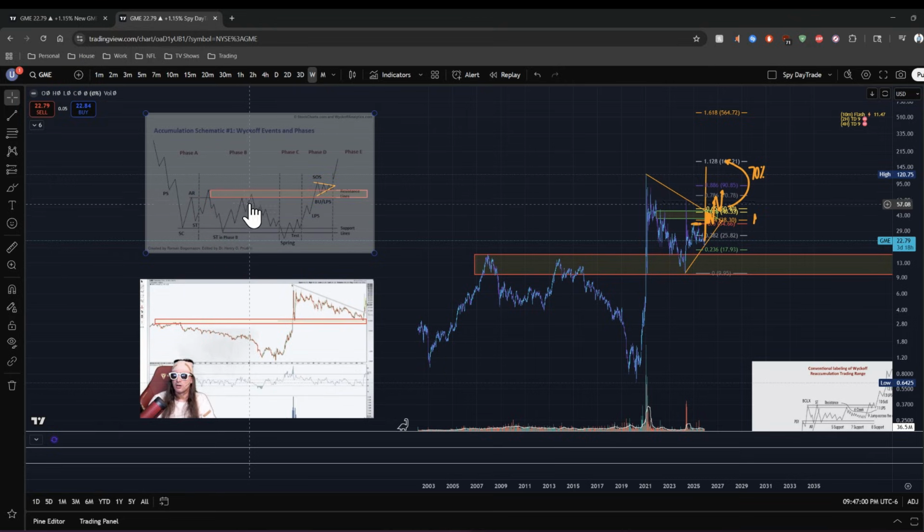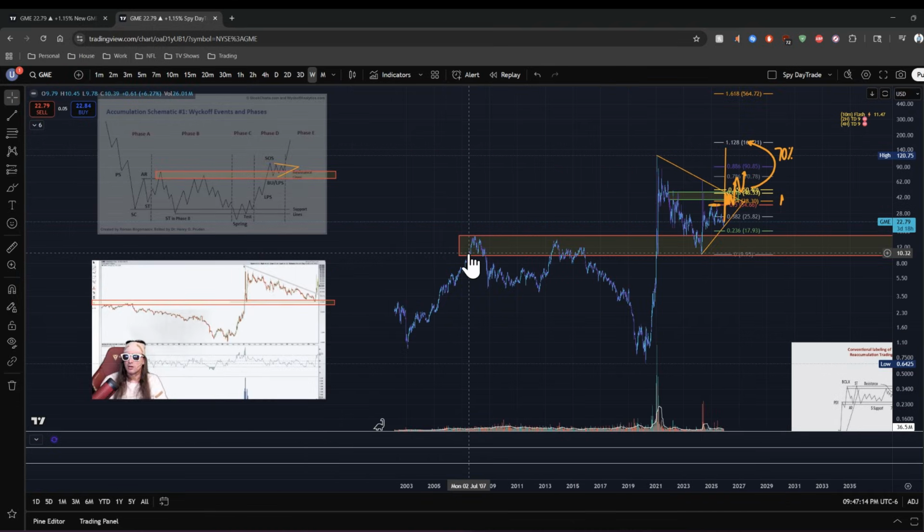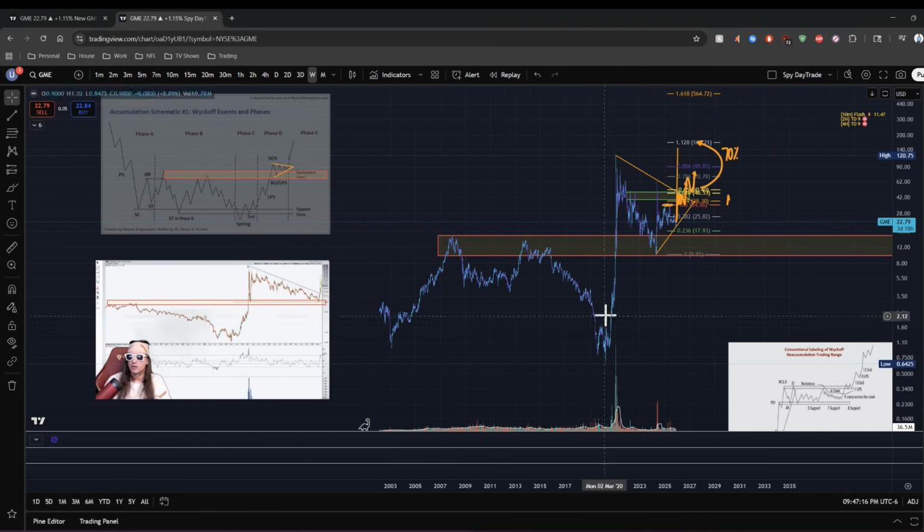We get this kind of M formation, but ultimately the whole thing is a round, and it ends up being a spring, right? We see it come out, back test, just like we had talked about earlier. And then we see the spring, we see the crossing the creek, so to say.